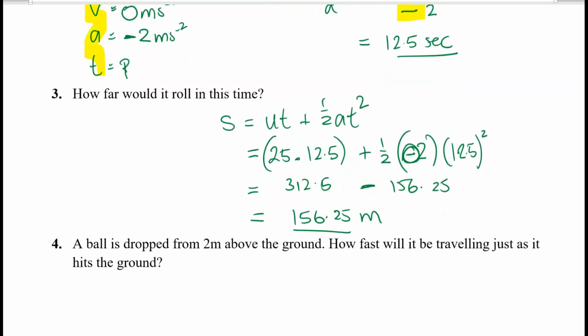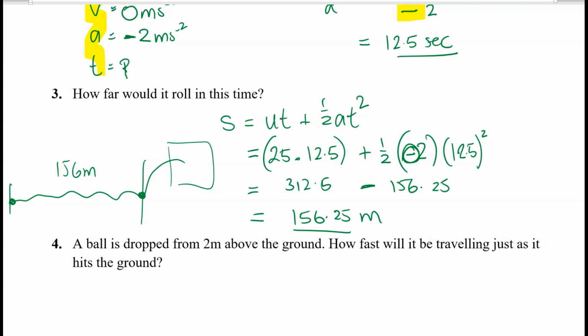So if it's dropped from your car, it's kind of going to go boom, boom, boom, boom, boom, and eventually come to a stop. And that's going to be about 156 meters by the time you've dropped it and hit the ground and it's stopped.